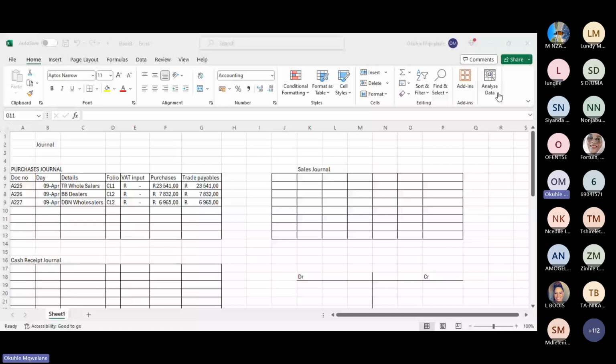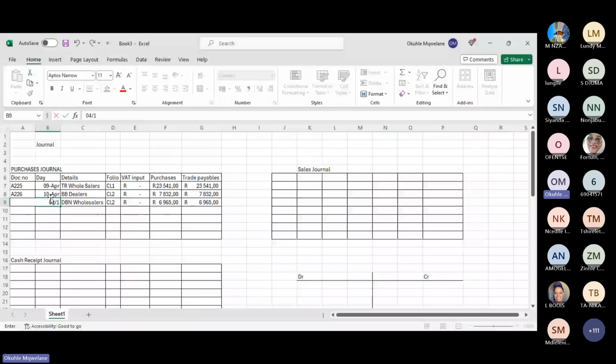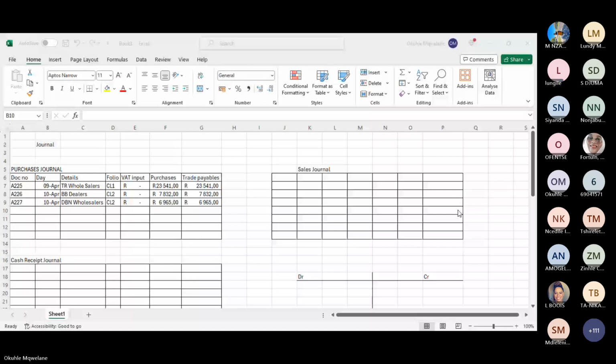Someone says we must fix the dates to which date? The transaction that we just did, just the 10th, because it's on a different day. Just for clarity purposes, that's all. Okay, does everyone understand?